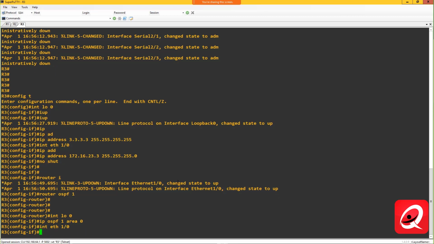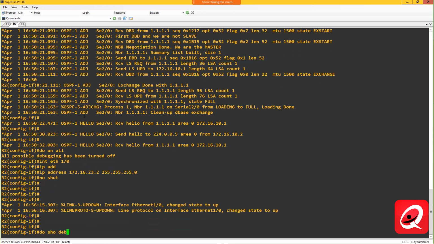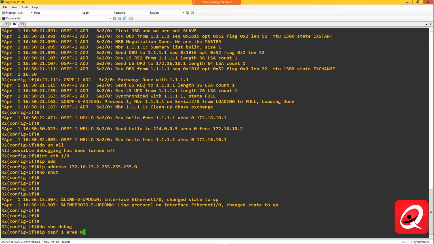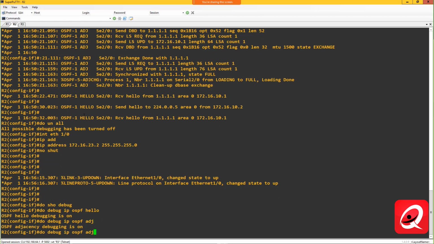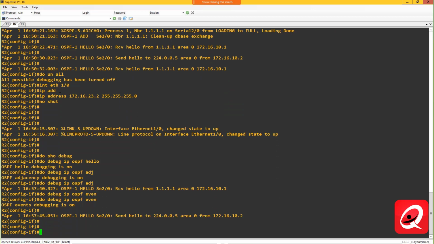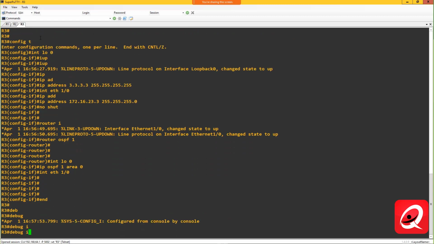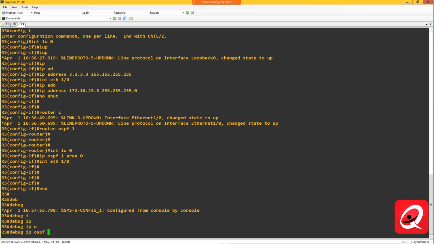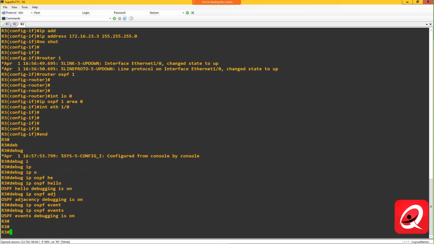So before I do that, we're already running a debug on router 2. Nope, I took them off. Let me turn them back on. Hello, adjacency, events. Okay. I'm going to do the same thing on here. Debug IP OSPF hello. We don't have debug IP OSPF like we do with IGRP. Adjacency events, so we have to do them individually.